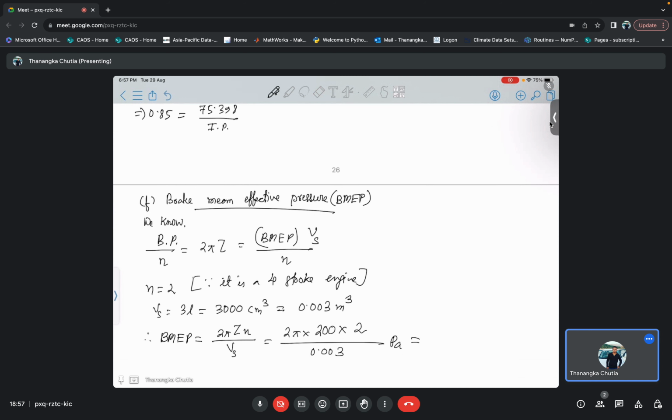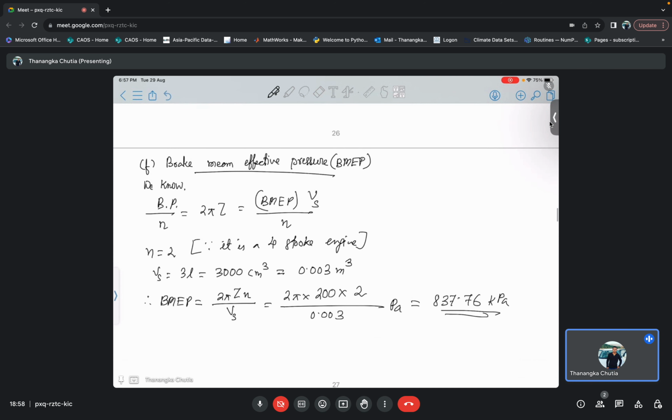So this is your 837.76 kilopascal. Okay, so this is your brake mean effective pressure.